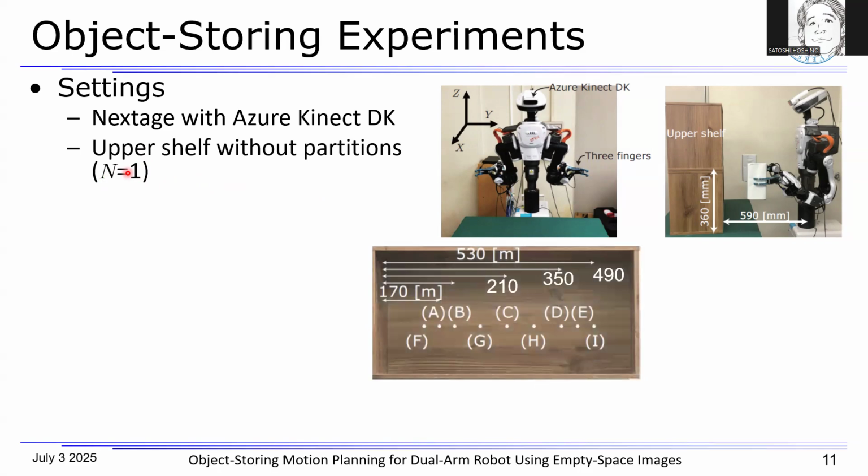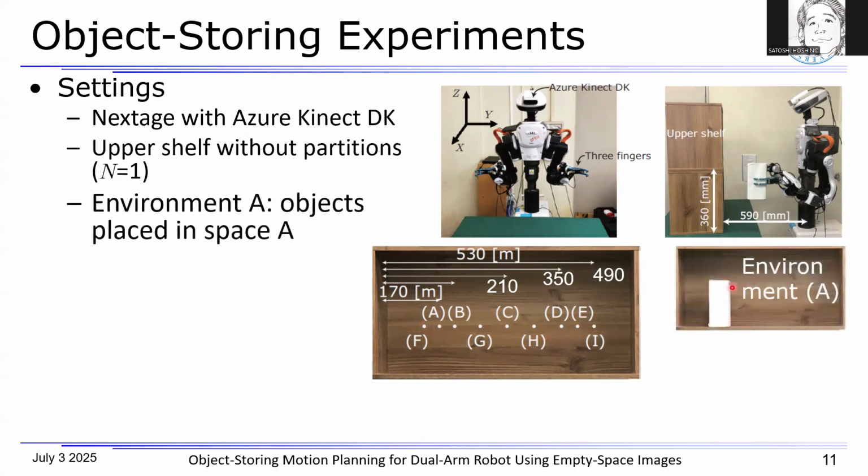And for storing motion instructions, this object is placed at the positions A, B, C, D, and E. So the environment with the placed object is referred to as A, B, C, D, and E. Here, let me show you an example. This picture shows environment A because this object is placed at the position A. And in this environment, in consideration of the size of the robot hand, only the right side of the object is empty.